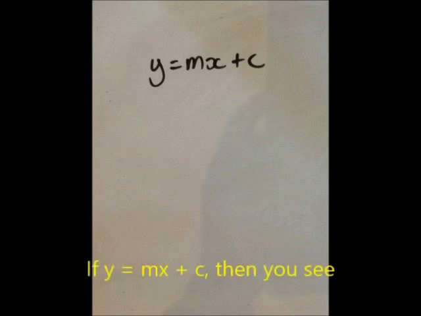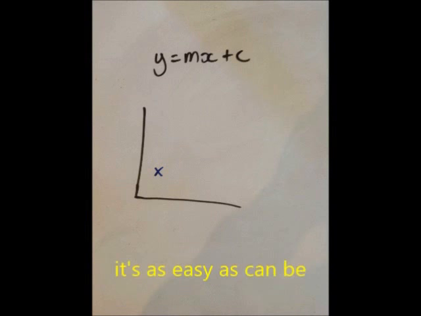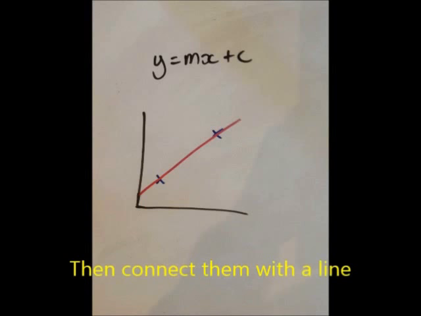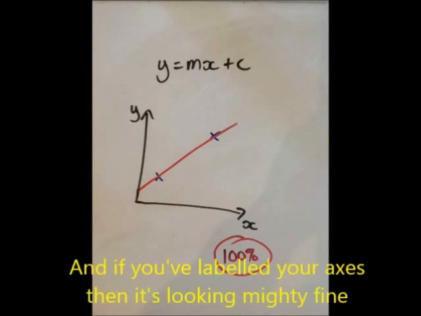If y equals mx plus c, then you see the graph is linear. Really, it's as easy as can be. Plot a point, plot another, then connect them with the line. And if you've labeled your axes, then it's looking mighty fine.